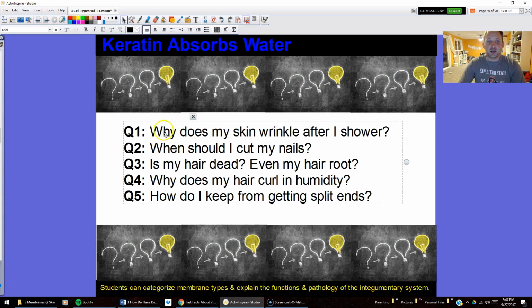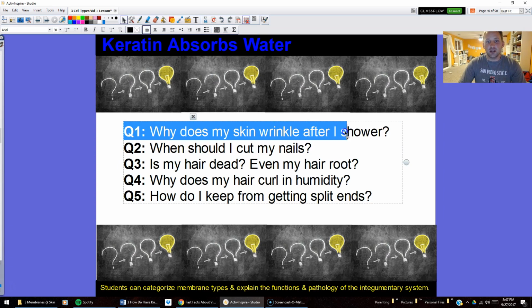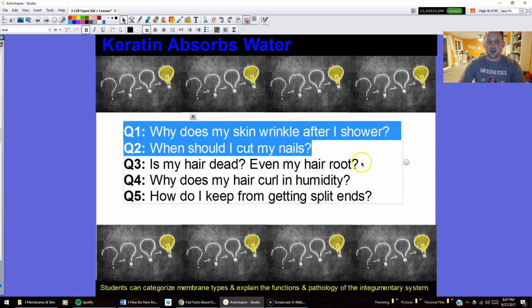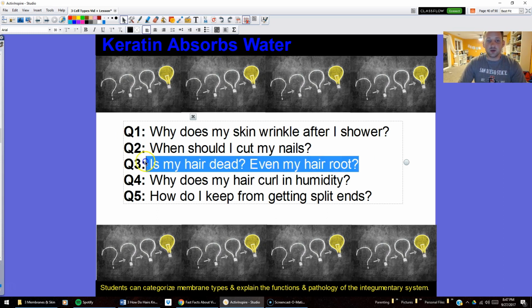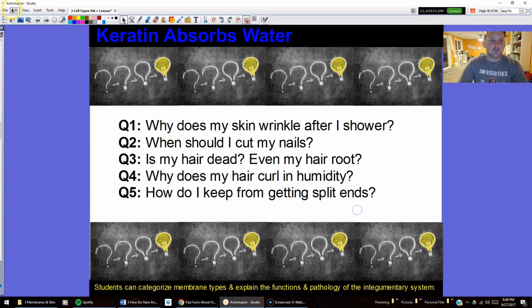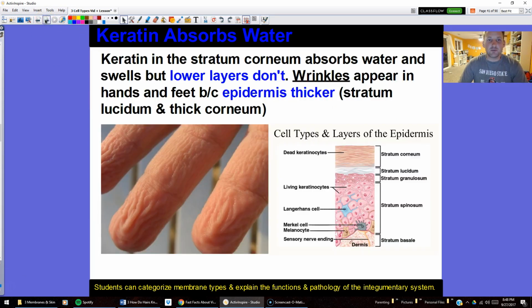So at the end of this, you're going to be able to answer: Why does my skin wrinkle after I shower? When should I cut my nails? Is my hair dead, even my hair root? Why does my hair curl in humidity, or when you get it really, really wet and your hair's curlier? How do I keep from getting split ends? I bet most of this just ties right back into keratin. Some of this is self-explanatory.